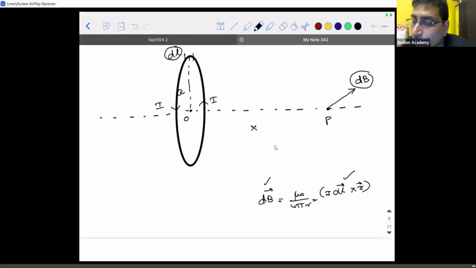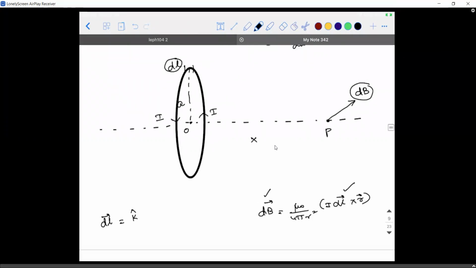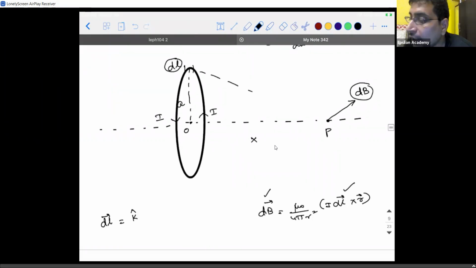Now look at the way I'm going to follow vectors. Tell me what is the direction of dl vector in this case. When you see from this side, the current is in the anti-clockwise direction. So dl is towards me. Anything towards me is considered to be in the direction of k cap. Correct? Yes, sir. So from dl, I'm joining to this point.